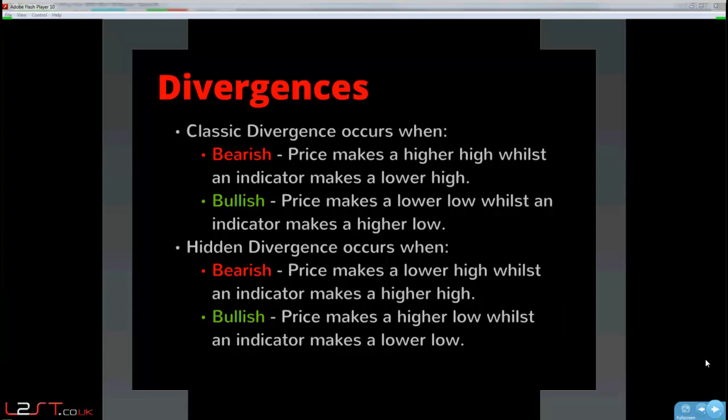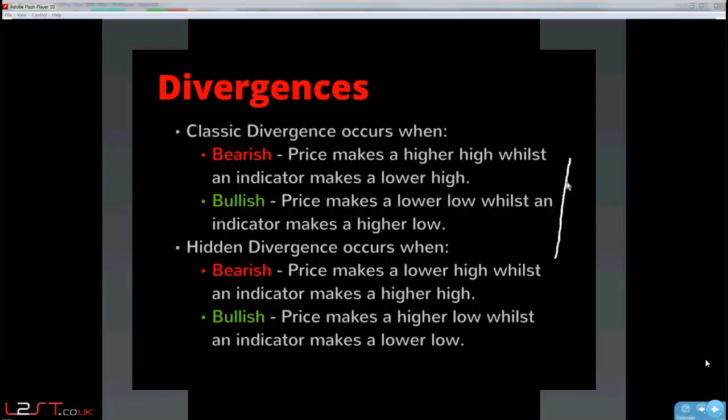Now, you can use other indicators to look at divergence, such as the stochastics, MACD, CCI. You name it. Any indicator can be used for divergence, which I'll cover in a little while on the charts as well. Now, a bullish classic divergence would be where the price makes a lower low, like that, and an indicator makes a higher low. So price is making lower lows, but the indicator's up here somewhere. So that's a divergence there. Again, good for reversal.